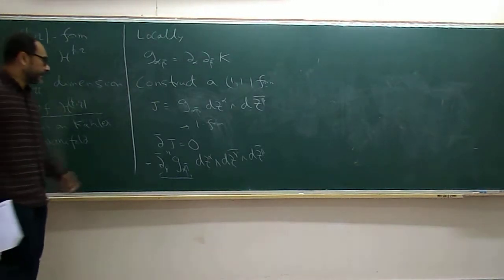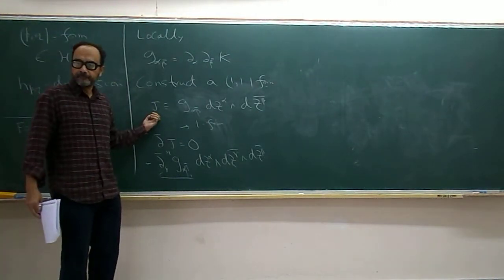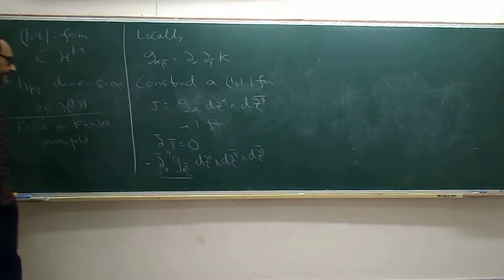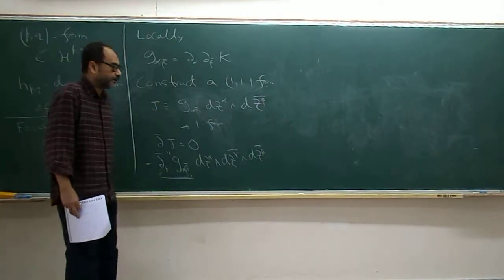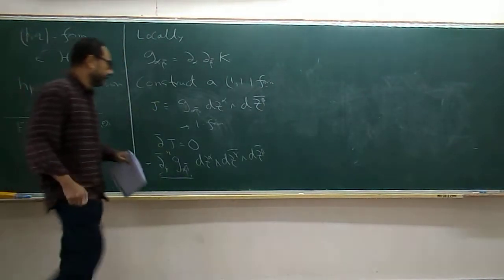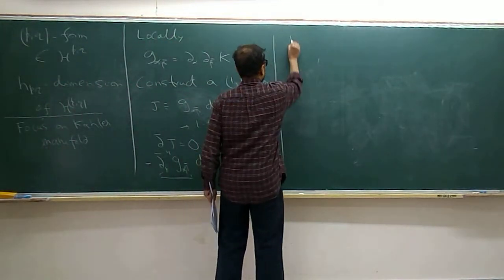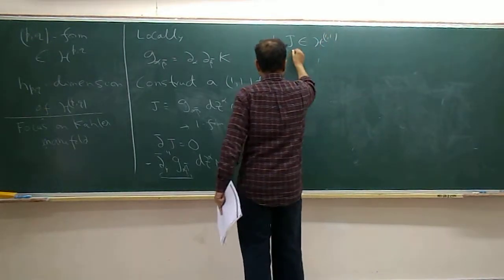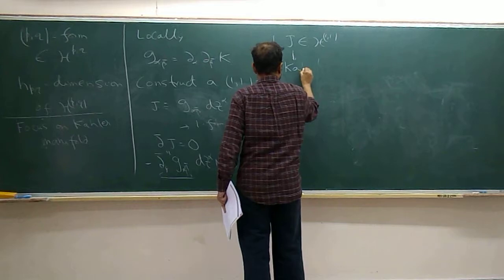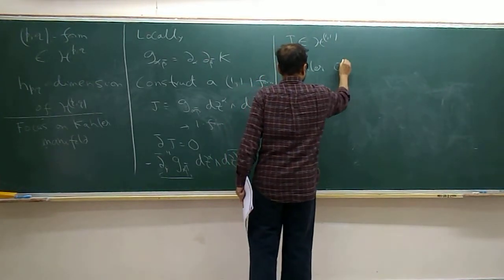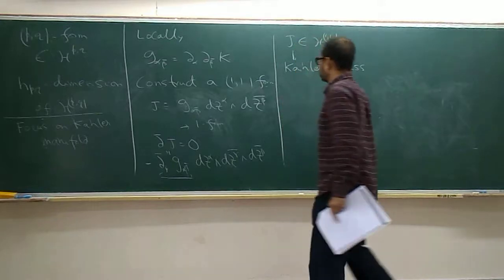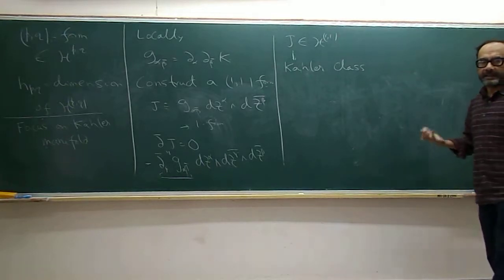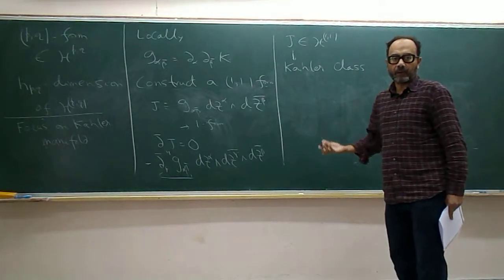Which basically means that J must be an element of H^{1,1}, because J is a ∂̄-closed form. In fact, ∂J is also 0, and we can also show that J is harmonic. This is a harmonic representative. So in any case, what we see is that J is an element of H^{1,1}, and this is what is called a Kähler class. So on a Kähler manifold, we can define a Kähler class which is a particular element of H^{1,1}.